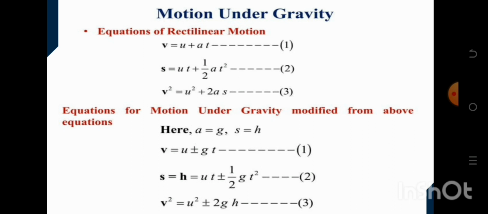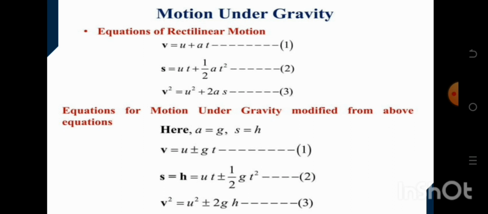Now, why do we have plus or minus? Because the motion under gravity is either in an upward direction or in a downward direction. When the object moves upward, we use negative. That is, when an object is moved upward, we say V equals U minus GT. But when the object is coming down, we use V equals U plus GT. The same applies to the other formulas. So another formula is H equals UT plus or minus half GT square. And the third formula is V square equals U square plus or minus 2GH.